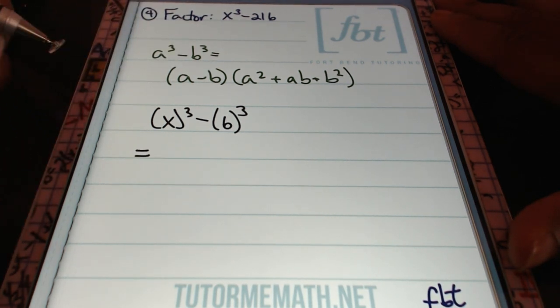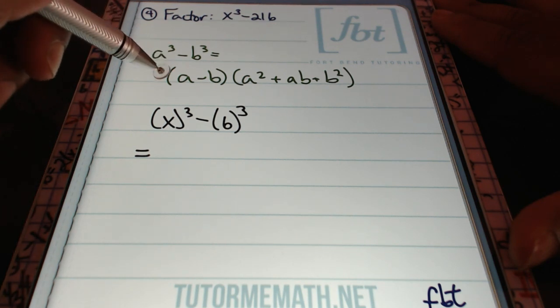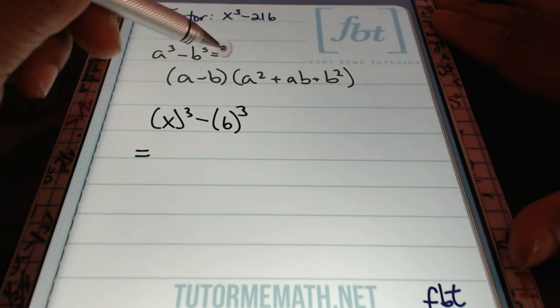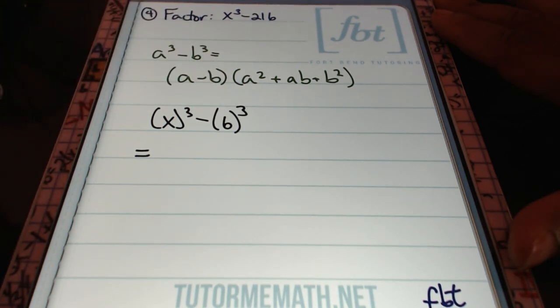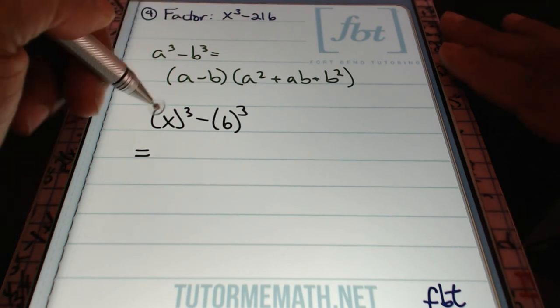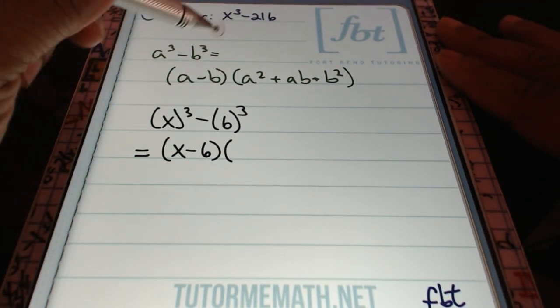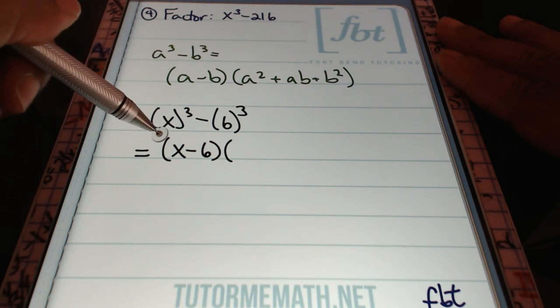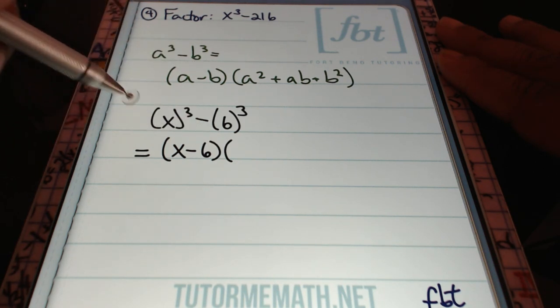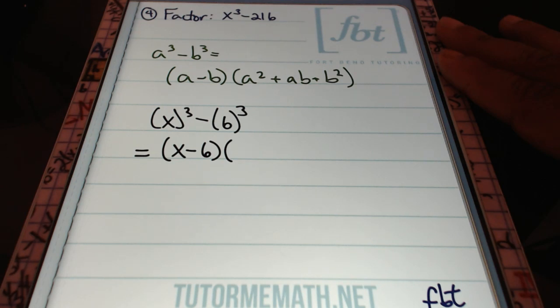All right. So now that I've identified that my A value here is X and that my B value here is 6, I'm going to be using substitution into this factoring pattern to factor problem number 4. So that means that the first set of parentheses here is just simply X minus 6. Just following the fact that A being X and my B being 6, I just plug those straight into the factoring pattern for a difference of cubes.